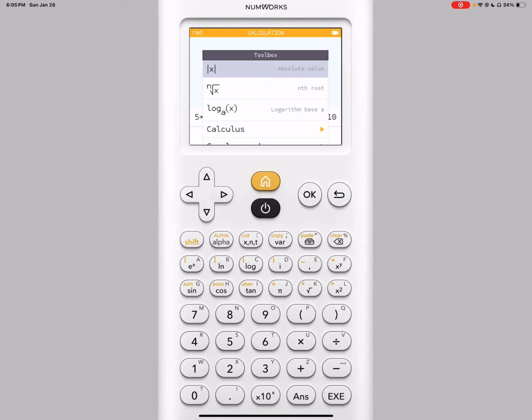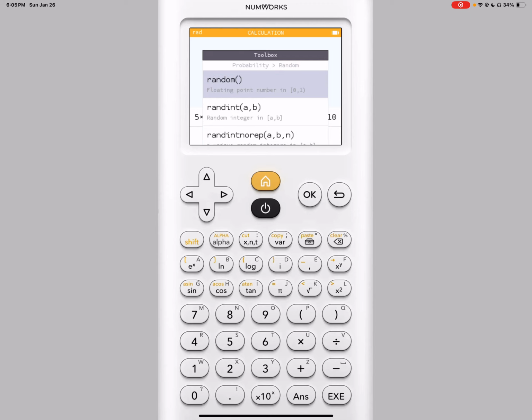And when you do that, we get a thing pop up on the screen that says toolbox. And we're going to go down, hit the arrow keys, until we get to probability. We'll hit OK. We get 3 options: combinatorics, distributions, and random. In this case, we want random. And there are several different options here. The first one we probably won't ever use. The second one, randint, is a random integer from A to B. So like if I just want a random number from 1 to 20, I could do that, type in 1, 20, and it would give me one single random number.